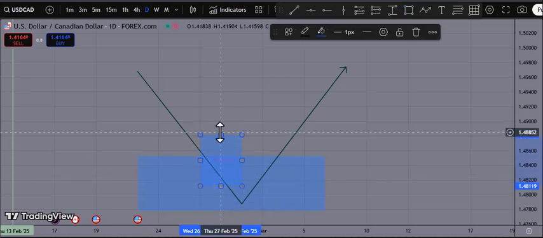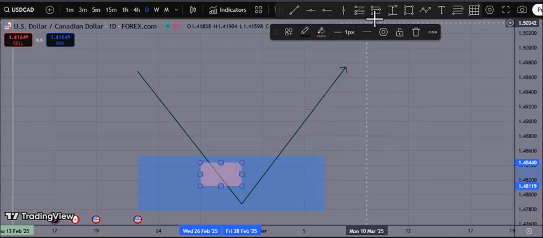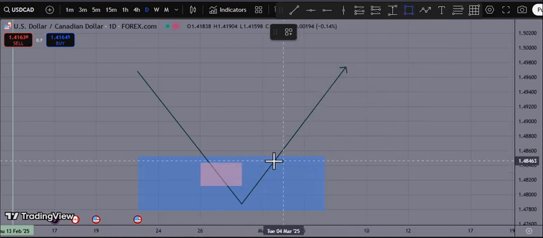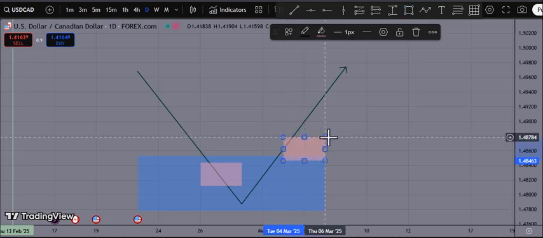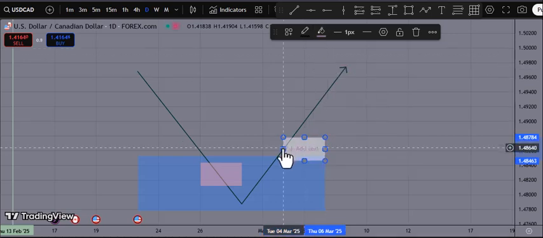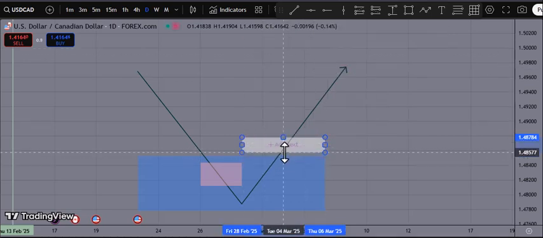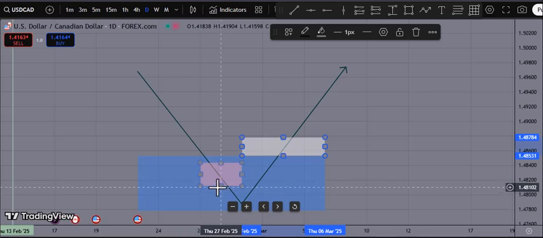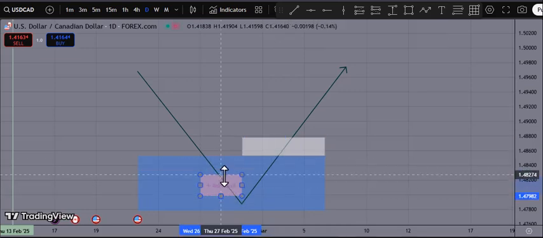when we are coming into this PD array, a fair value gap, and then another fair value gap when we are going out. Now the difference between this and the balance price range is that they don't overlap necessarily. Yes, they do not need to overlap. So the fair value gaps will not need to overlap. So this one might be here above, and this one will just be inside.